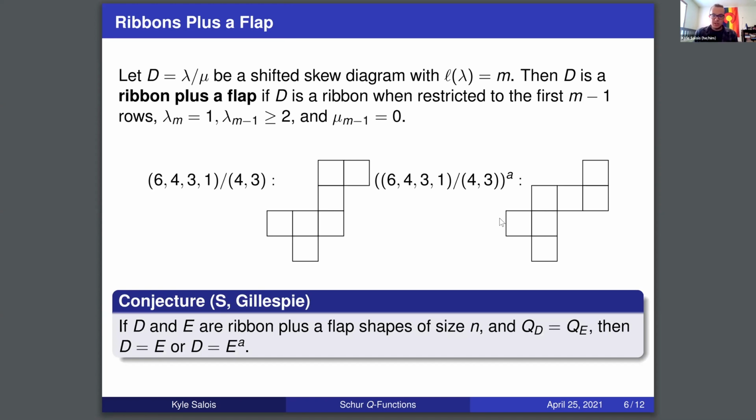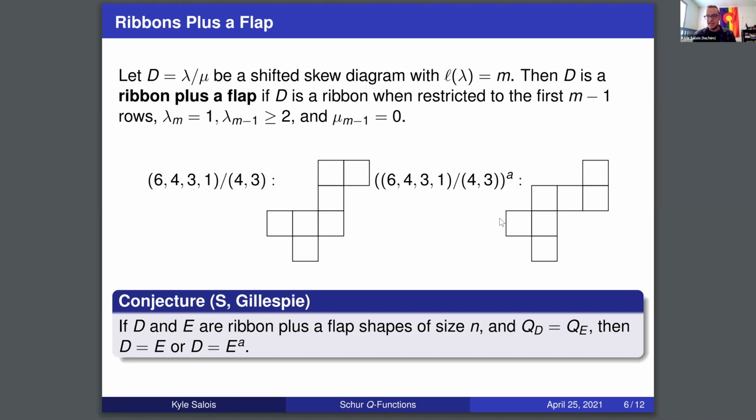Okay, so the conjecture that the rest of the talk I will be presenting evidence towards is that if we have two ribbon plus flap shapes of size n with equal Schur-Q functions, then they either have to be the same shape or antipodes of each other. It turns out the function for a given shape is equal to the function for its antipode, but our conjecture is this is the only time where they're equal to each other.